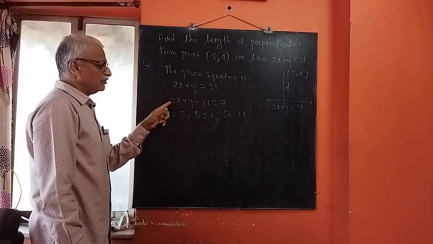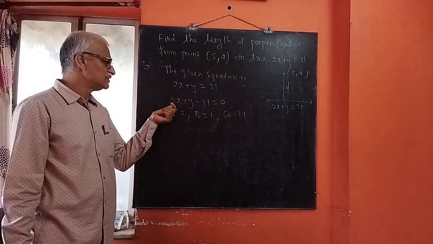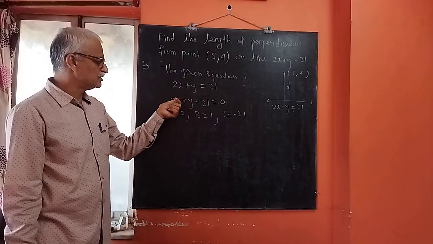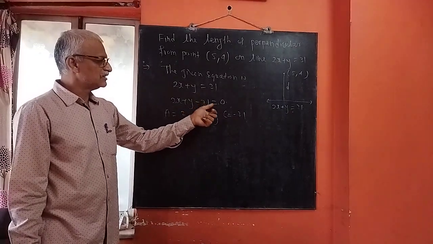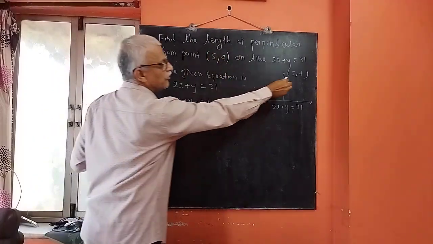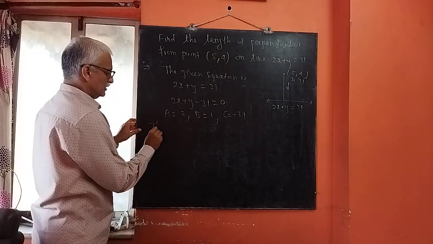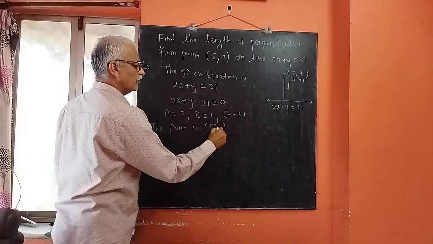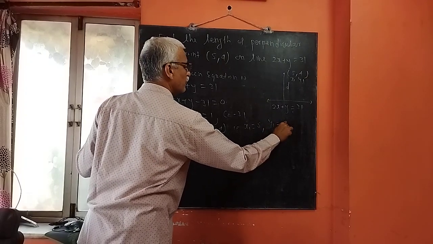I repeat again, we have to compare this equation with the general equation. What is the general equation? The general equation is ax plus by plus c equals to 0. So the value of a is the coefficient of x, that is 2. Value of b is the coefficient of y, that is 1. c is the constant, that is minus 31. And the point is 5, 4. That means this is our x1, y1. That is x1 equals to 5 and y1 equals to 4.